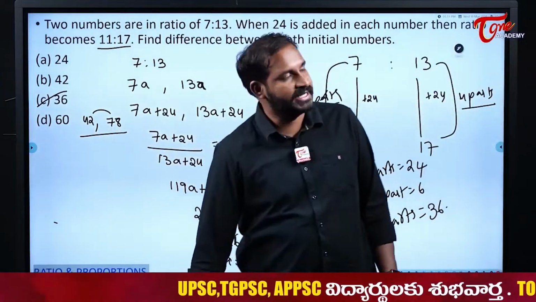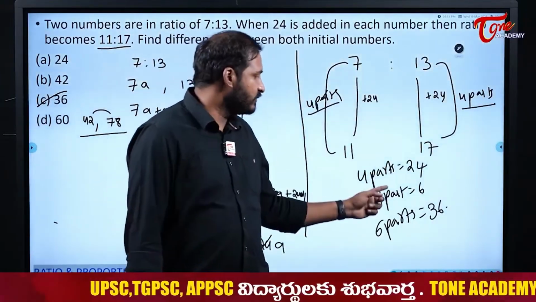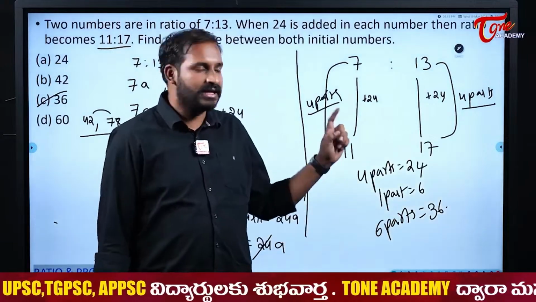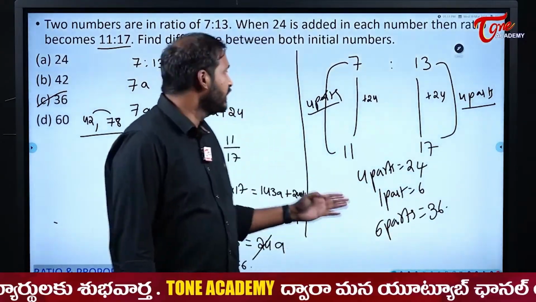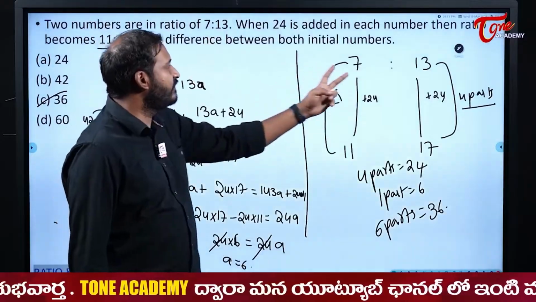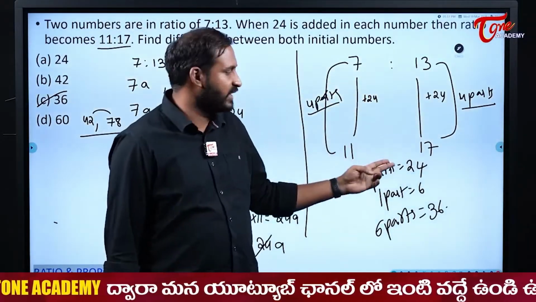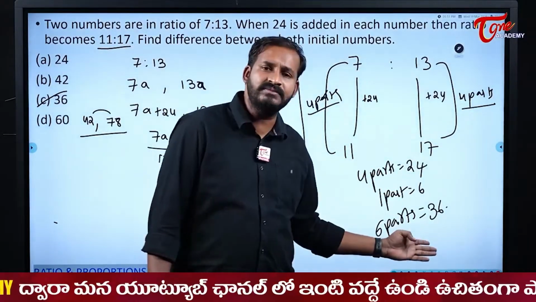So directly I can take that these 4 parts is equal to 24. And in the question, there is no need to find one part. Directly, what is the difference? The difference between 7 and 13 is how many parts? 6 parts. If 4 parts is 24, 6 parts becomes 36.